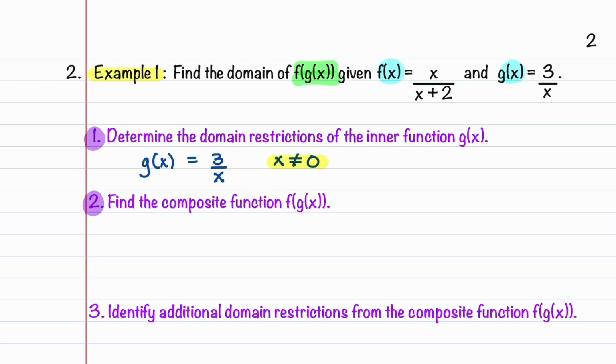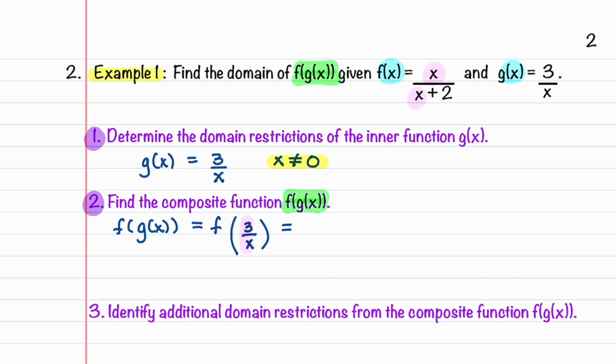Our second step is to find the composite function f of g of x. Let's write down that f of g of x is equal to f, and what we're going to put inside here is g of x, which is 3 over x. Now we have to figure out what this is. Let's go back up to our f of x. Wherever you see an x, what we're going to do is plug in 3 over x.